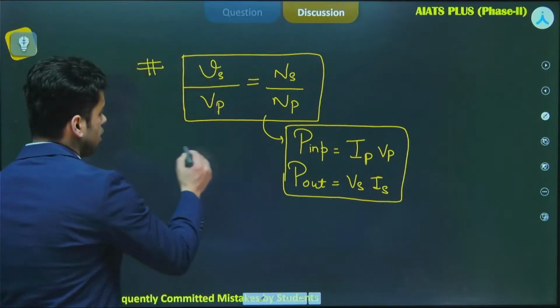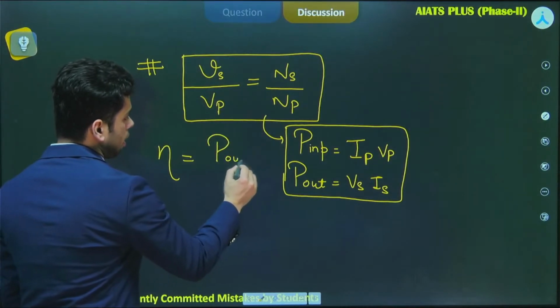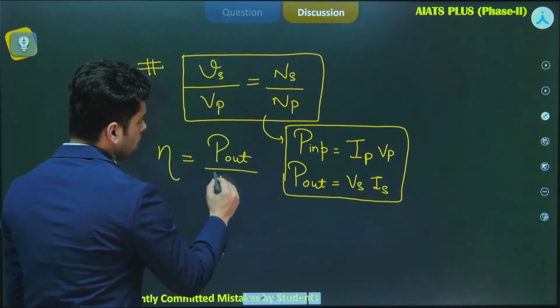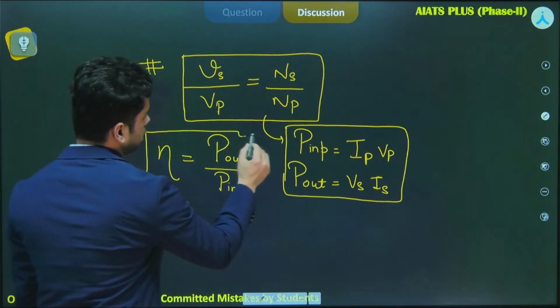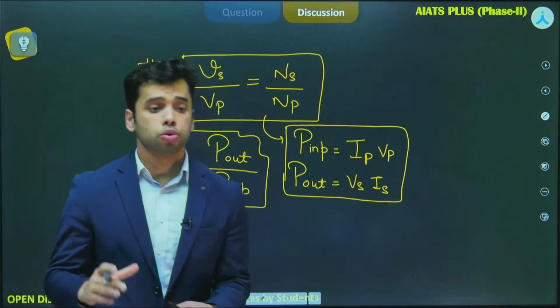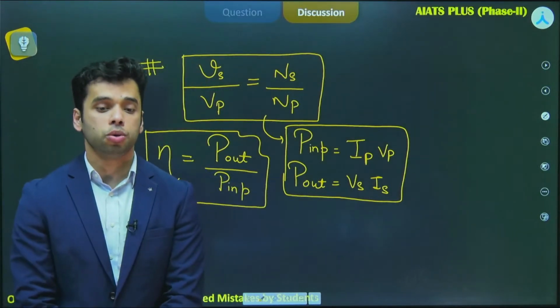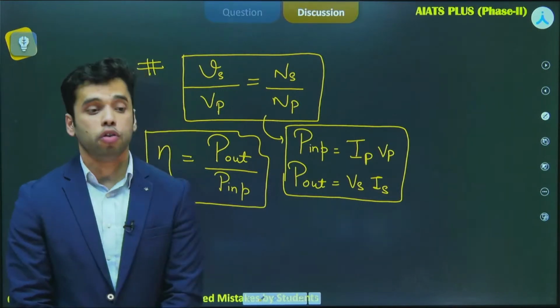And how do we define the efficiency? Efficiency is defined as the output power upon the input power, right? That's how you define the efficiency. So these are some of the key concepts that you need to keep in mind to solve the problems of transformer.